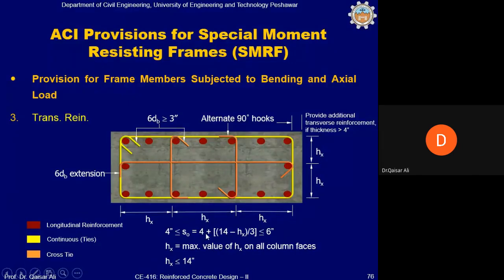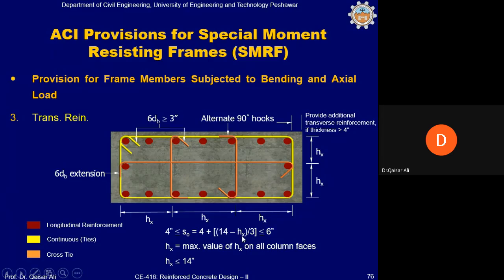This equation is equal to 4 plus (14 minus hx) divided by 3. Let's say hx is 14 inch. So 14 minus 14 will be 0, 0 divided by 3, this will be 4 inch. So with the increase in hx, this S0 spacing will decrease. If the distance between the alternate engaged bars is more, then the vertical distance will decrease so that the location is properly confined.